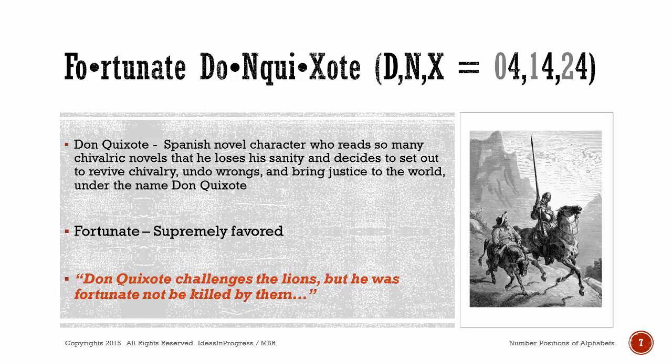The fourth combination was DNX. Its position was 4, and the mnemonic was Fortunate Don Quixote. Some of you guys might have read the Spanish novel about Don Quixote. In order to remember this mnemonic, remember the image of Don Quixote and the sentence Don Quixote challenges the lions, but he was fortunate not to be killed by them. So Fortunate Don Quixote.